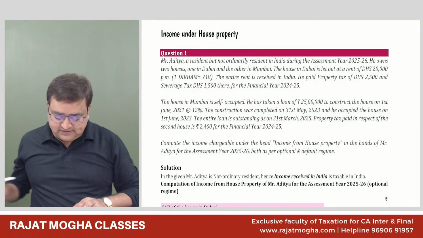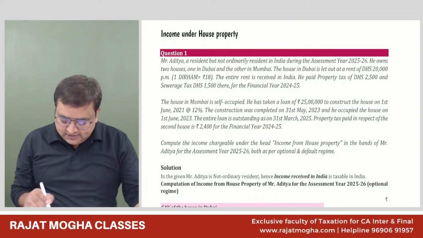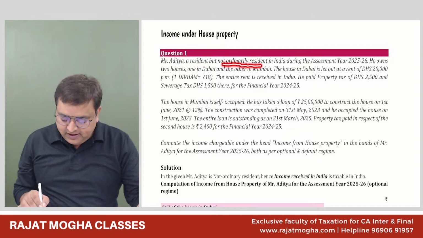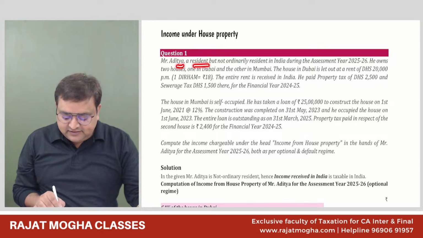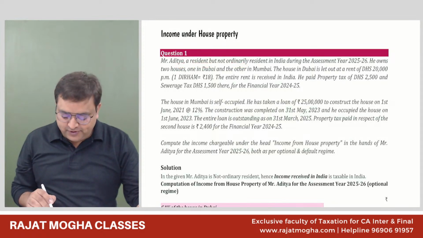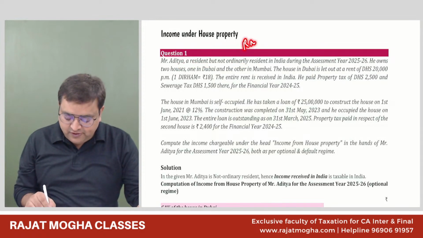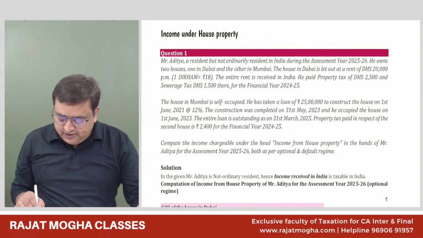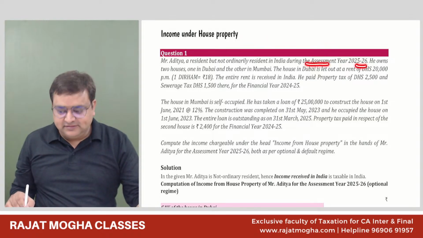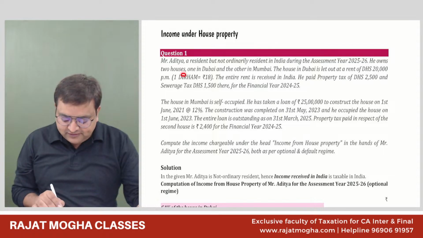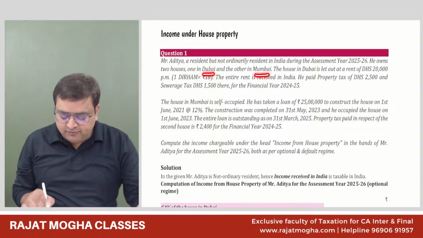Question number one says Aditya, a resident but not ordinary resident in India. Aditya is resident but not ordinary resident, RNOR. During the assessment year 25-26, he owns two houses, one in Dubai and the other in Mumbai.